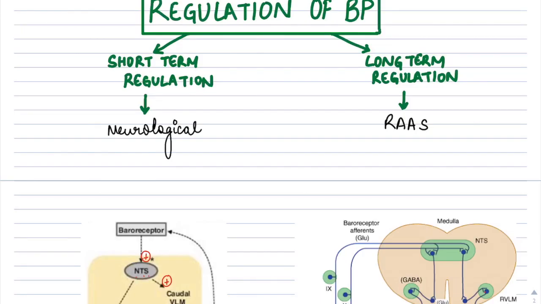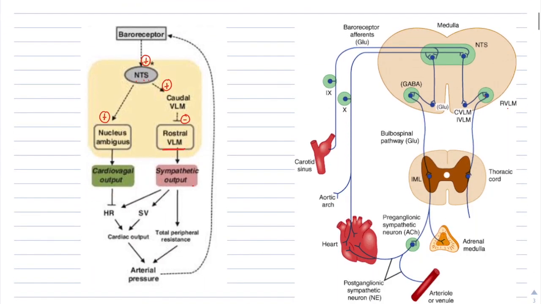Okay. So next we'll discuss the regulation of BP. There is short-term regulation and there is long-term regulation. Short-term regulation of blood pressure is done neurologically, while the long-term regulation is through the renin-angiotensin-aldosterone system. So first we'll discuss the short-term regulation, that is under the neurological control. Short-term regulation is done by the baroreceptors.